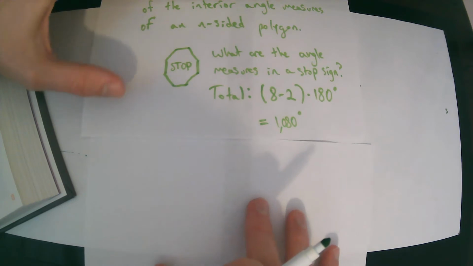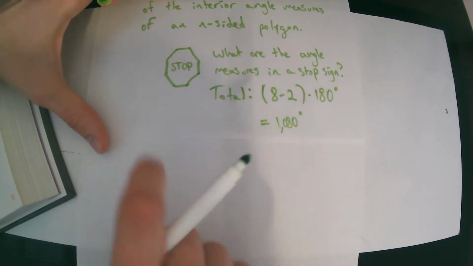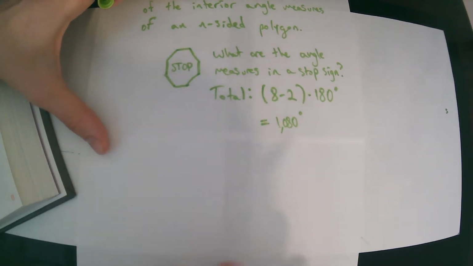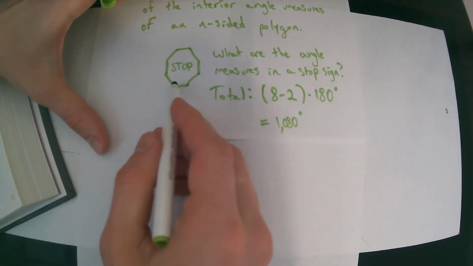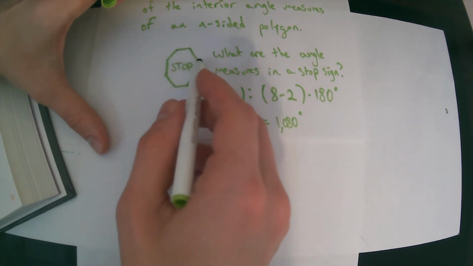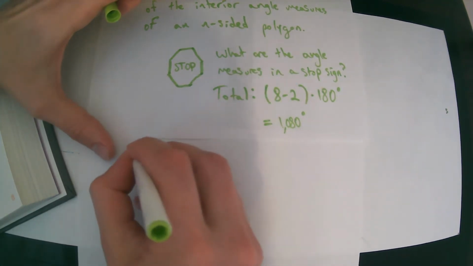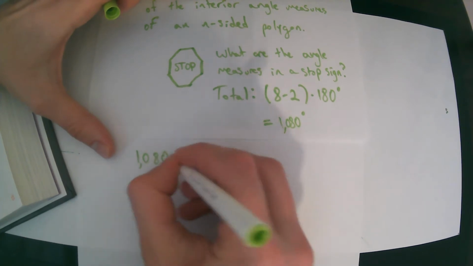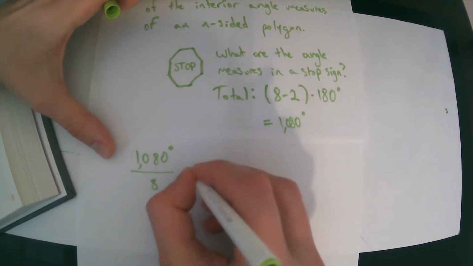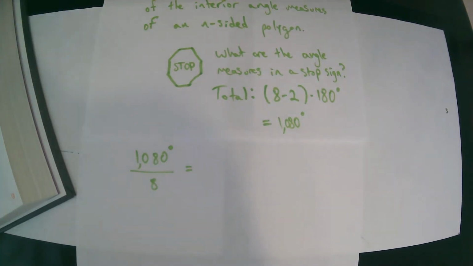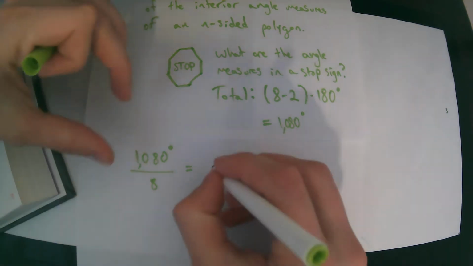And if I wanted to know what each of these angle measures are, and I know they're all the same, and how many of them are there? Well, there should be 8, right? 1, 2, 3, 4, 5, 6, 7, 8, of course. So I would divide 1080 degrees by 8, which is going to give me 135.